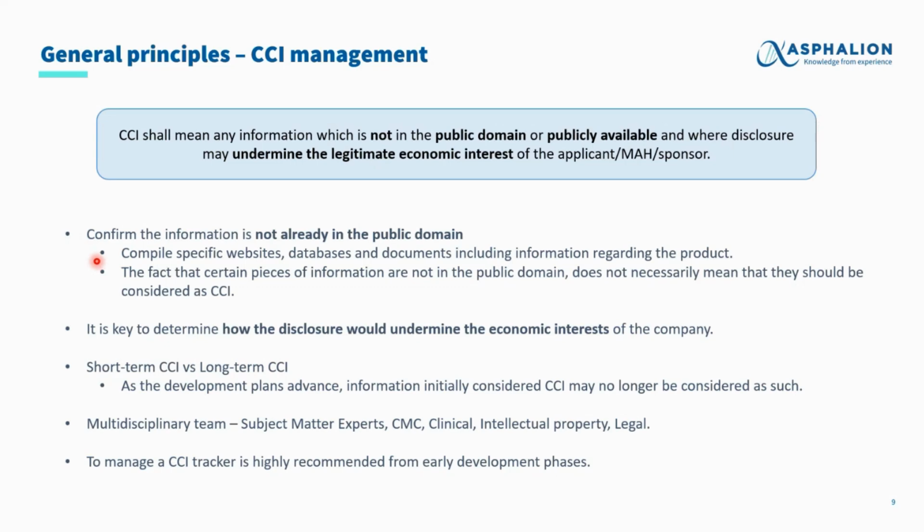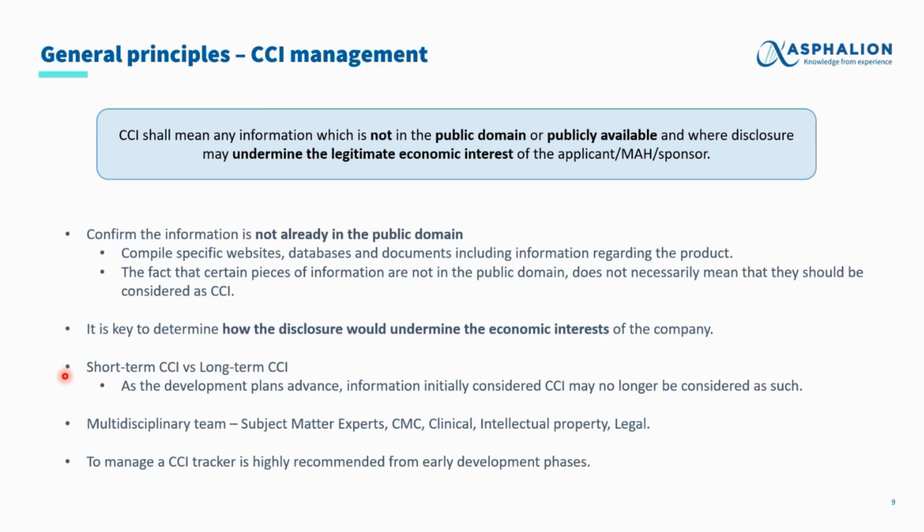And for this, we recommend compiling specific websites, databases and documents that include information regarding the product, just to confirm that the information considered as CCI has not already been released. It's also important to notice that the fact that certain types of information are not in the public domain yet doesn't necessarily mean that they should be considered as CCI. It's key to determine how the disclosure would undermine the economic interest of the company. And this is the main justification for considering a piece of information as CCI.